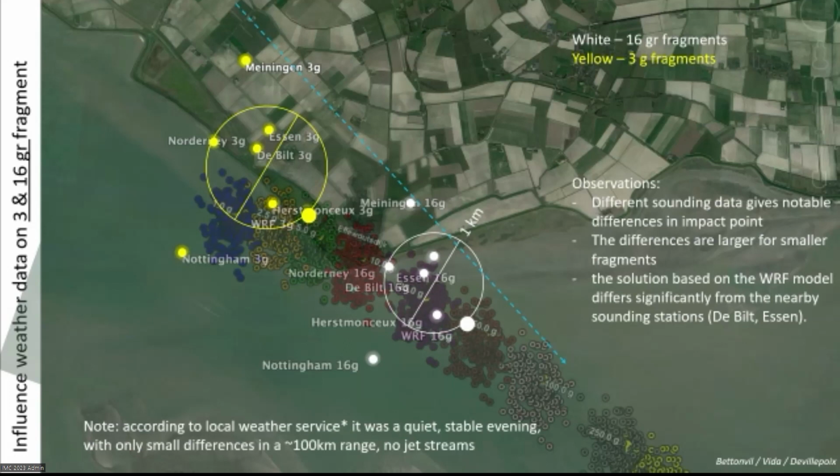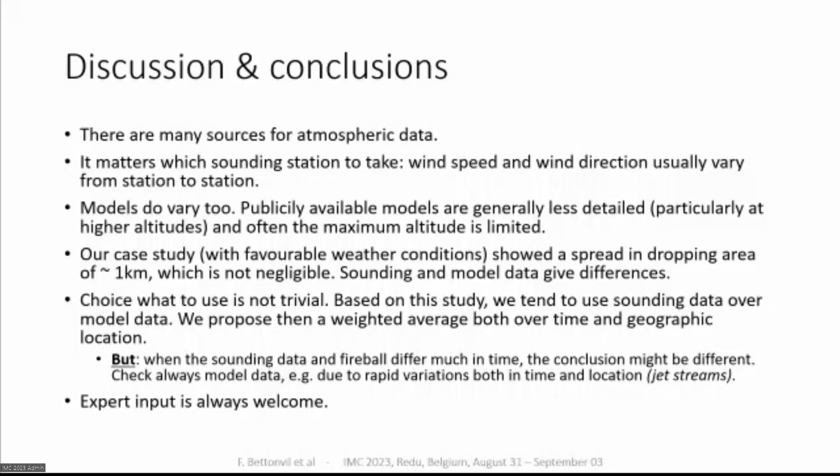So the upshot is that it is important to look at which weather data you take. There is a difference between model data and sounding data. Sounding data is much more detailed. We found a spread in the order of 1 kilometer for 16 gram fragments, of course. And it is not so trivial what to take.